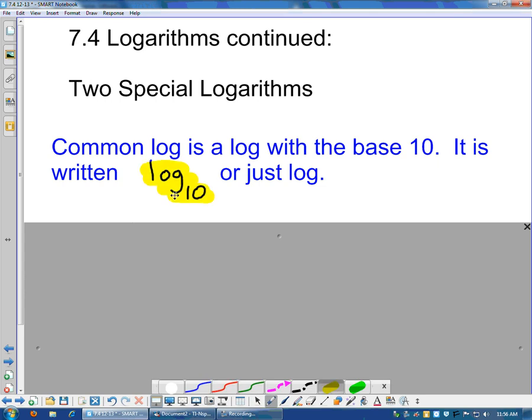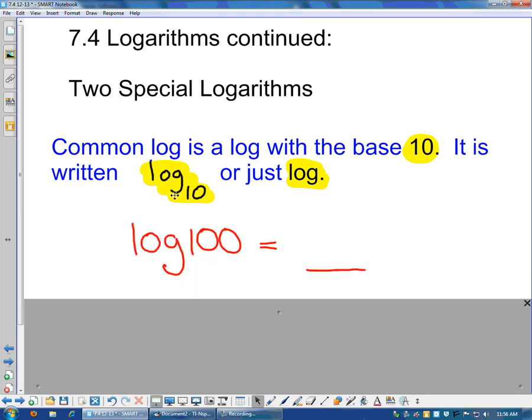But it's usually just written without a base. So if you see log without a base, you know that it's going to be base 10. All right, so let's take a look at an example. What's log of 100? Remember, that is common log because there's no base written here. But if you want to remember what the base is, you could write it in, but that 10 there is optional. If you don't see a 10 there, it's understood to be a base 10.